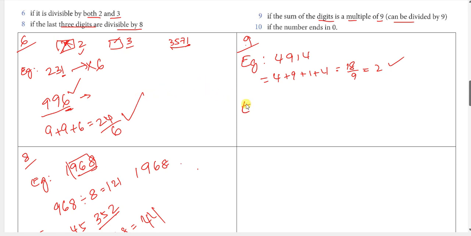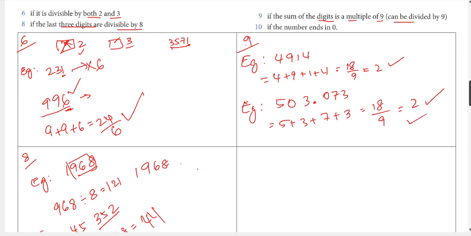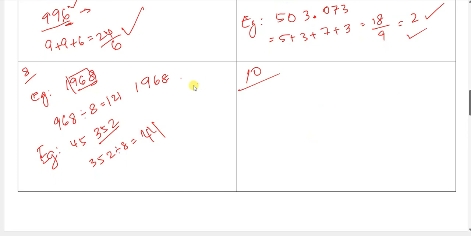Okay, let's check with another example. 503073. So let's add 5 plus 3 plus 7 plus 3 is equal to 18 again. Can we divide 18? Yes, that's it. And 10 is very simple, if the number simply ends with 0. So for 10, example, we have 1000, 2000, or we can say 530, simply 20, all of them ending with a 0. So yes, all of these numbers can be divided by 10.